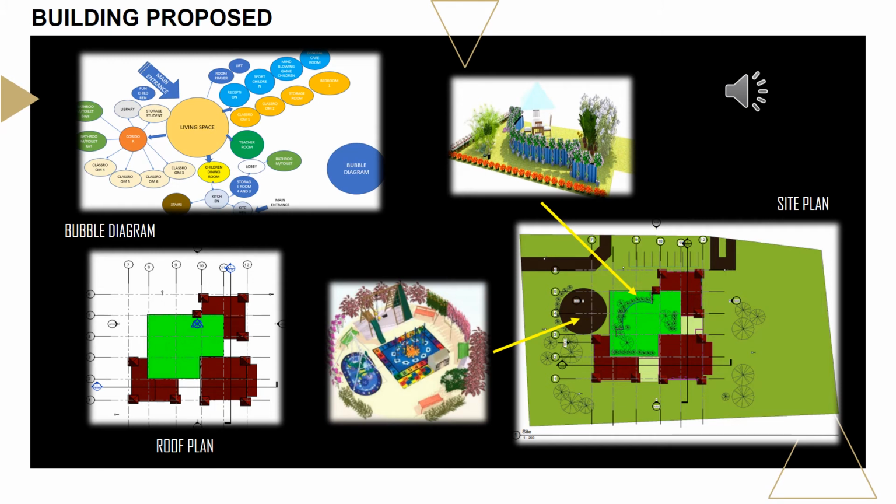The next slide is about the building purpose. From the building purpose, we can see the bubble diagram, site plan, and roof plan. From the bubble diagram, it's easy for us to find the other rooms. From the main entrance to the living space, there are 5 ways to go to different rooms. Firstly, going to the prayer room.